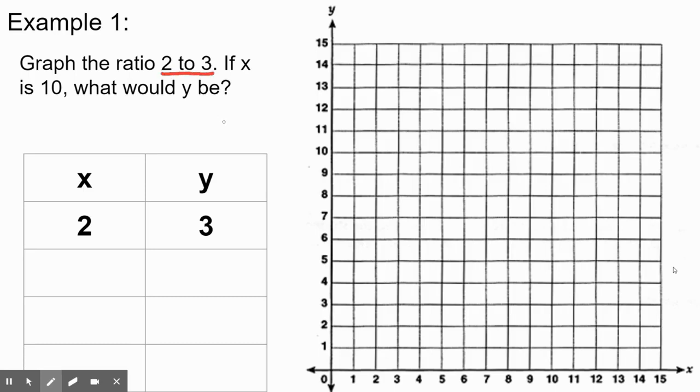Now, very nicely, our ratio is already written for us here, 2 to 3. So we're going to put it into our ratio table, 2 to 3. We're also going to say that x is 2 and y is 3. That'll help us when we get to graphing it.